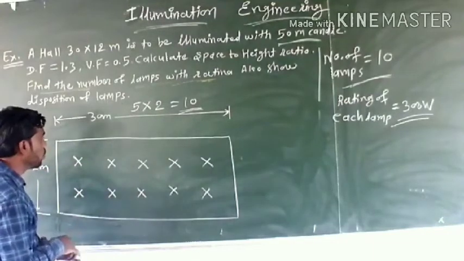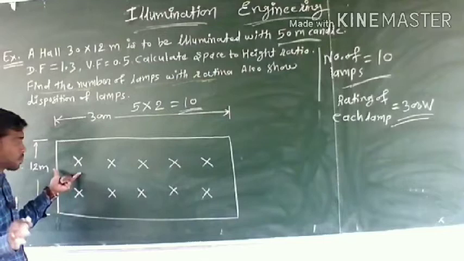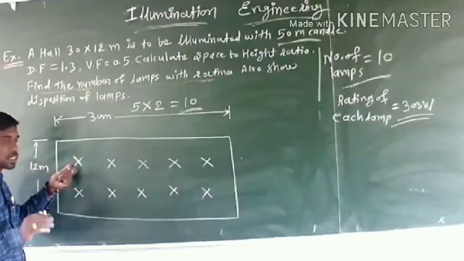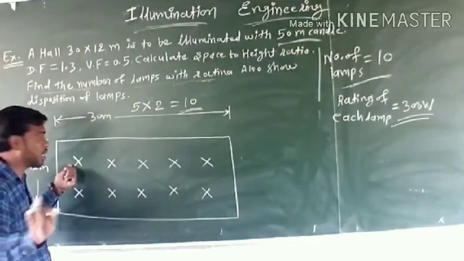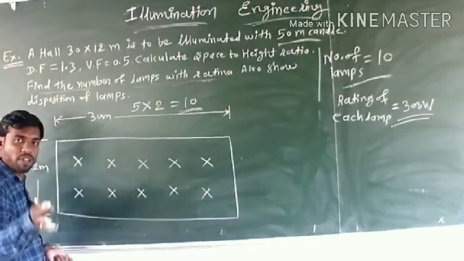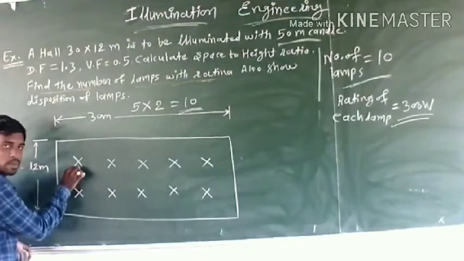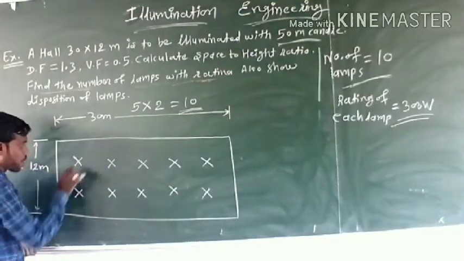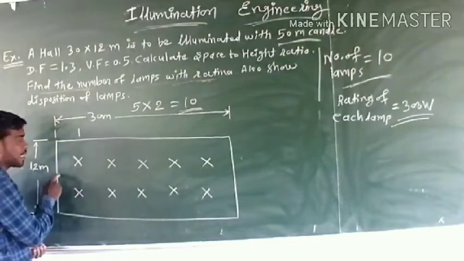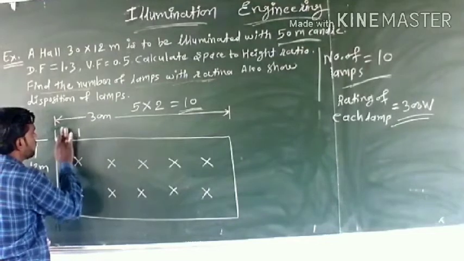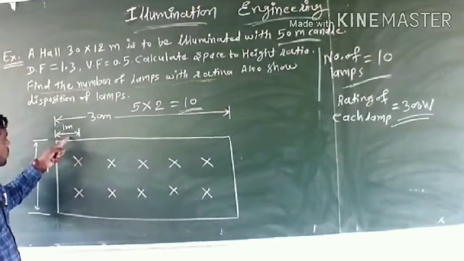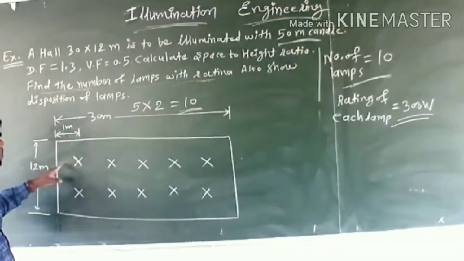Now keep a distance from the wall. This is your wall side and the lamp. You can keep a distance of 0.5 meter or 1 meter from the side wall to the lamp. So I consider the distance between the lamp and the side wall as 1 meter.